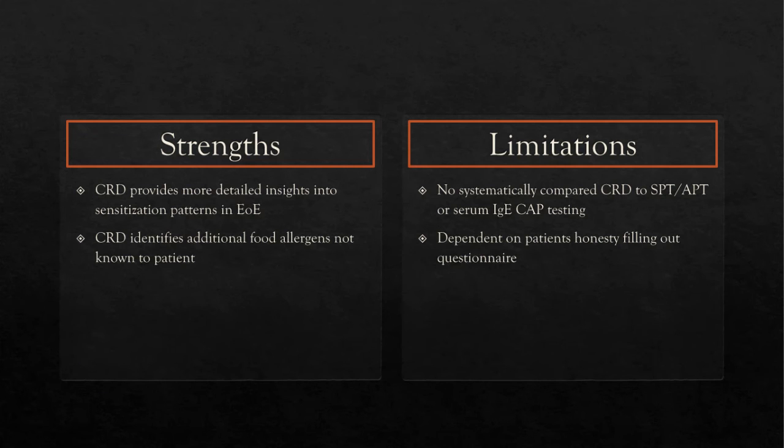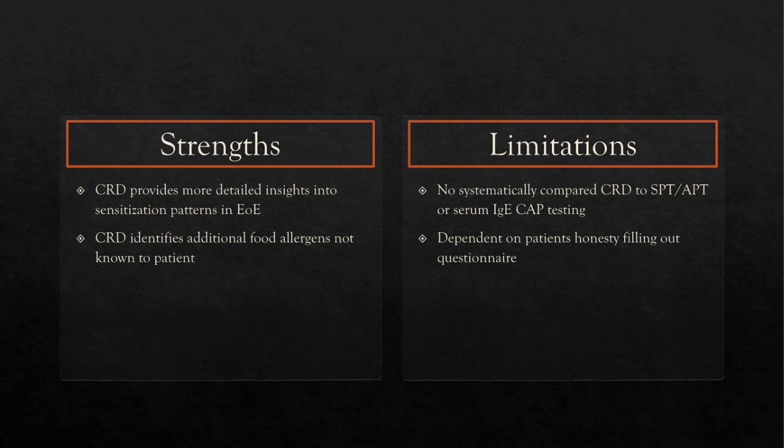So this study highlighted the CRD system, which provides a more detailed insight into sensitization patterns in EOE patients. This study was able to confirm the widespread aeroallergen sensitizations to grass and tree pollen, house dust mite, and cat and dog. Many people have said that sensitizations to food allergens in EOE patients are because people have these allergens to grass and tree pollen and cat and dog. And this study was able to confirm that it's because of cross-reactivity to these items that they're allergic to the foods.